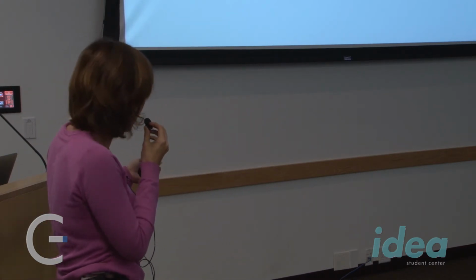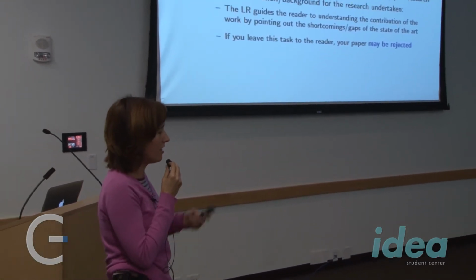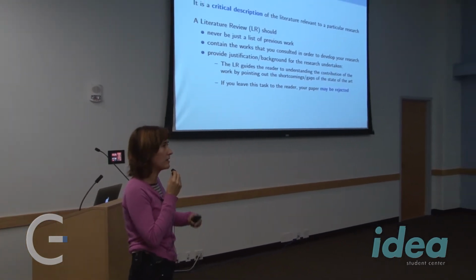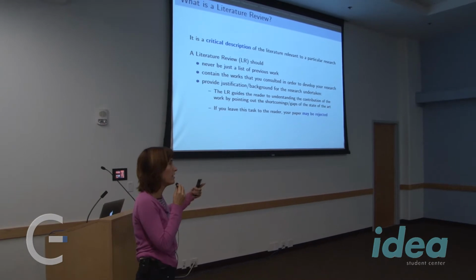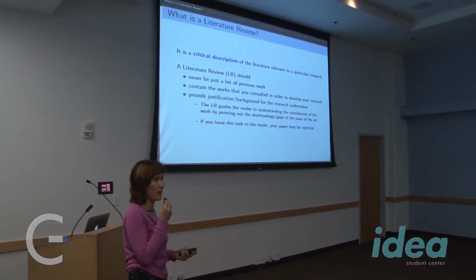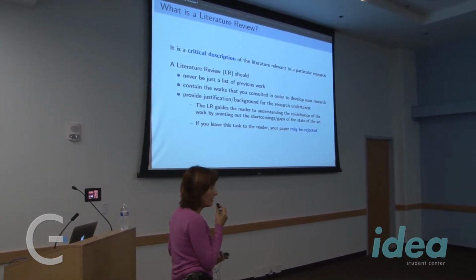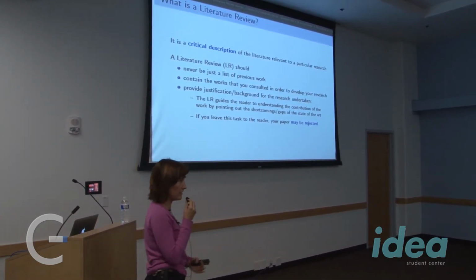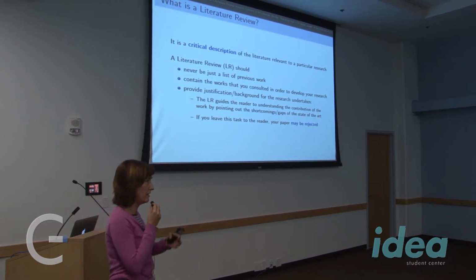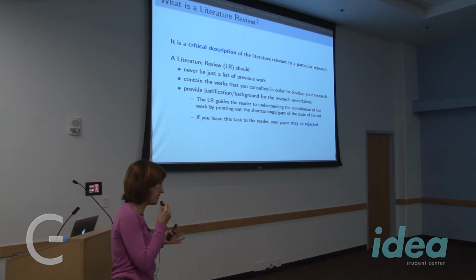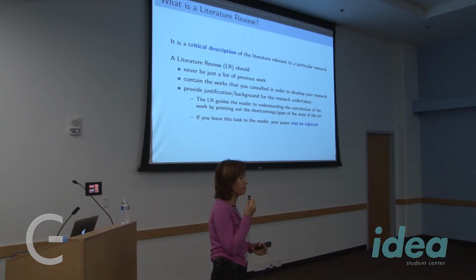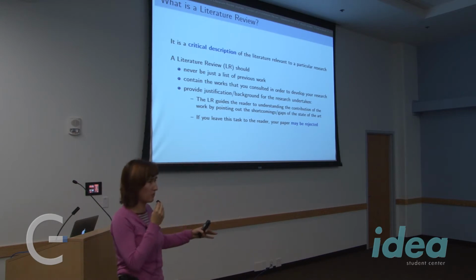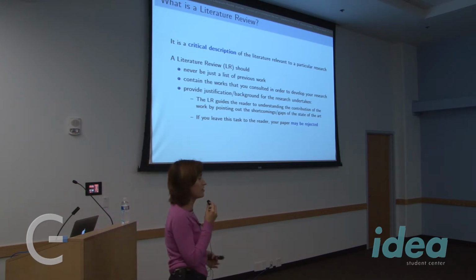Because if you leave this up to the reader, your paper may be rejected. Okay. It has happened to me many times. Maybe something wasn't clear, and then the reviews come back saying, well, but this work is like this other work. How is it different? You always have these issues coming back to you. And in your thesis dissertation, before your committee, the committee is going to have exactly those questions. How is this work different from that other work? So in order to prevent those types of questions and issues, you have to address them in your literature review.